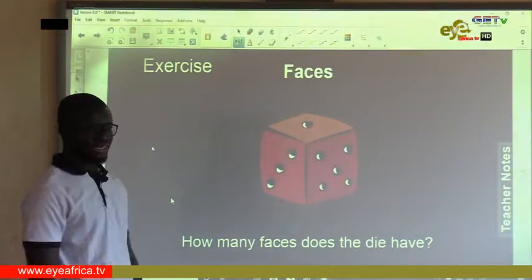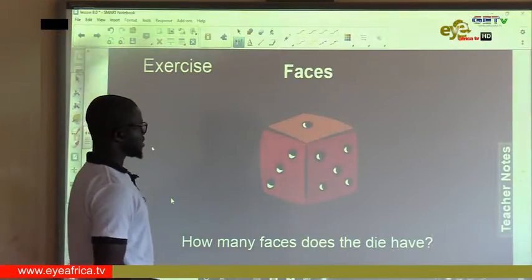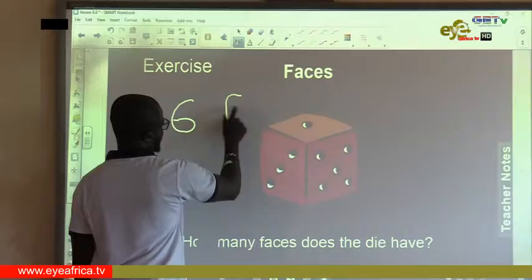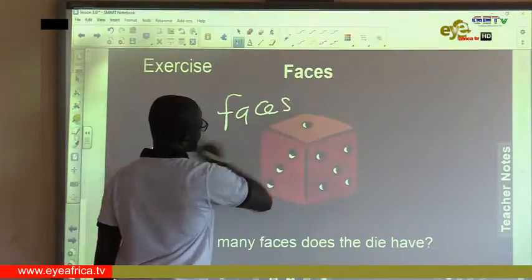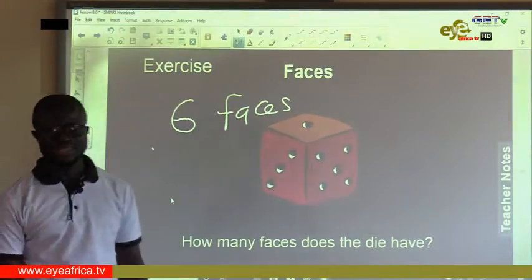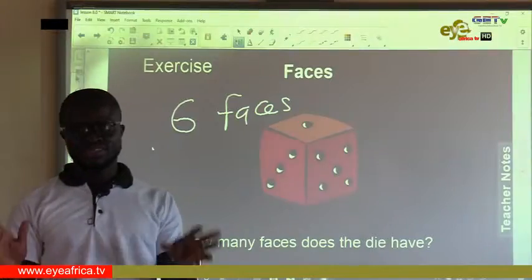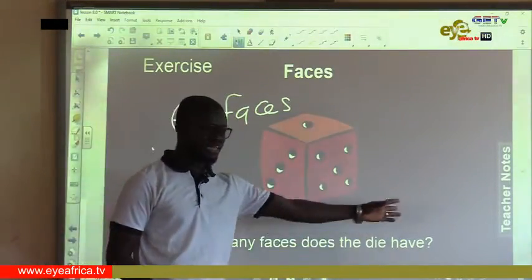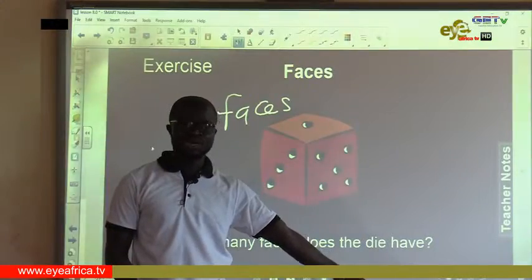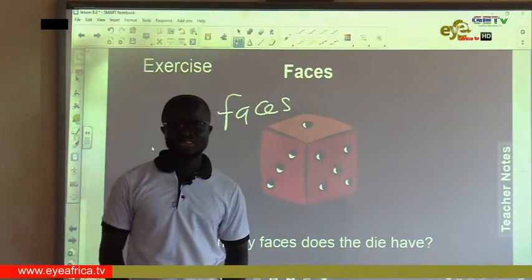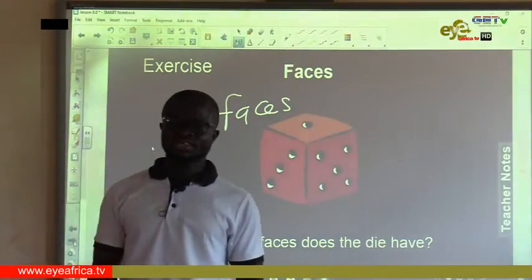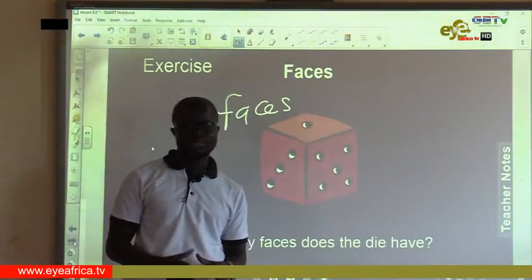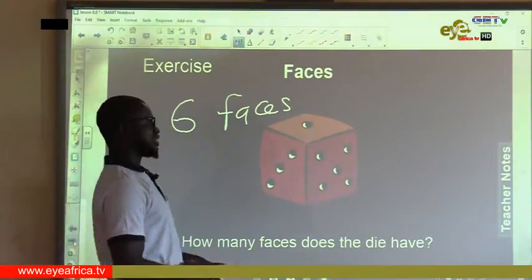The correct answer to the question is, the die has 6 faces. So when someone asks you, how many faces does a die have? What should be your answer? The answer is, a die has 6 faces. Let's move to the next slide.